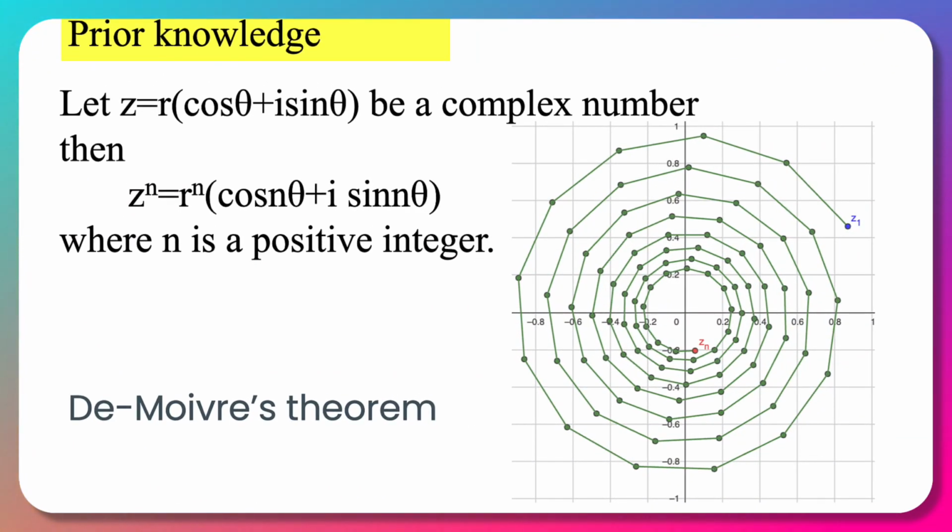As prior knowledge, you need to understand de Moivre's theorem, which tells that if z is a complex number in the polar form, then the nth power of z is equal to r to the power n times cos n theta plus i sin n theta.